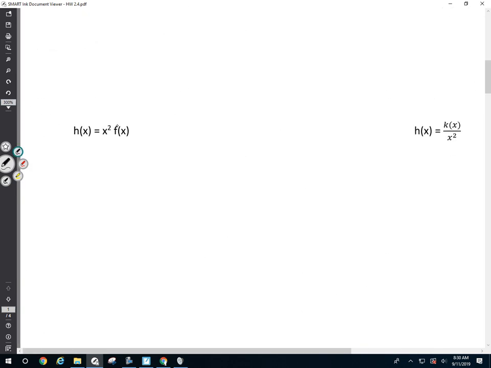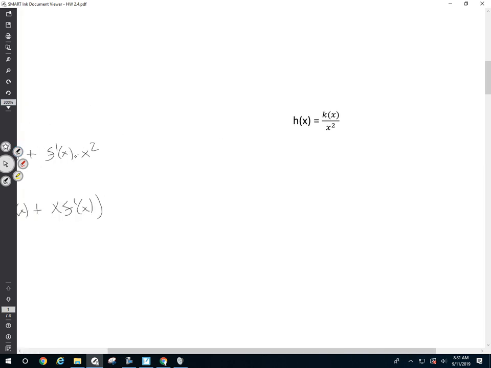If I have x squared f of x, and I want to find the tangent slope generator, this is preparation for our table problems. We're going to use the product rule. This is a product. Take the derivative of the first times the second, plus the derivative of the second, the tangent slope generator for f is just f prime, times the first. You can leave it like this. You can factor out an x if you want to. Sometimes they will. But that's the tangent slope generator.